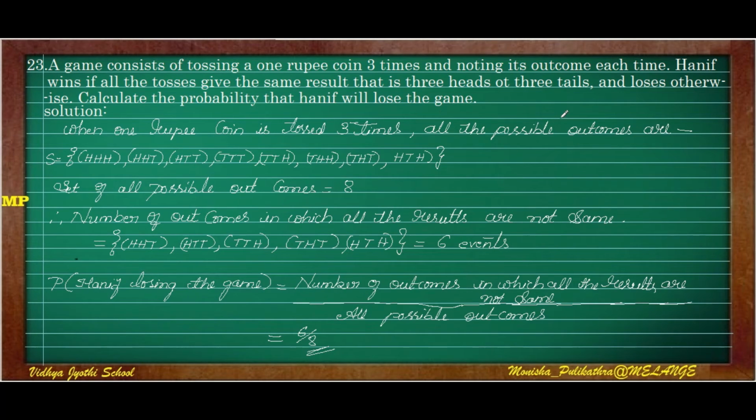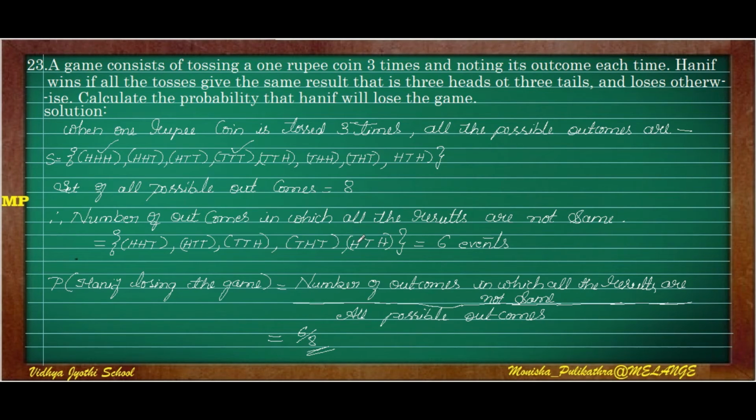So here the question is, Hanif wins if all 3 outcomes are the same head or the same tail. But he loses if one of them differs. So calculate the probability that Hanif will lose the game. Hanif loses the game only if there is a change in the outcome. So the number of outcomes in which all the results are not the same: if we take out HHH and TTT, the rest all have different outcomes. All these things we have to state or arrange in a proper manner.